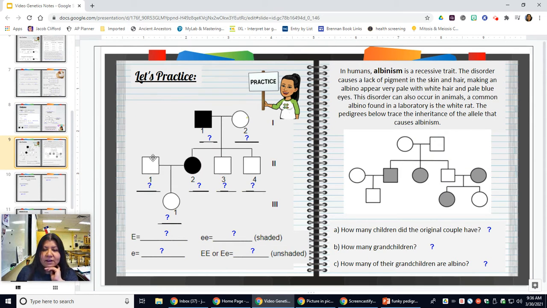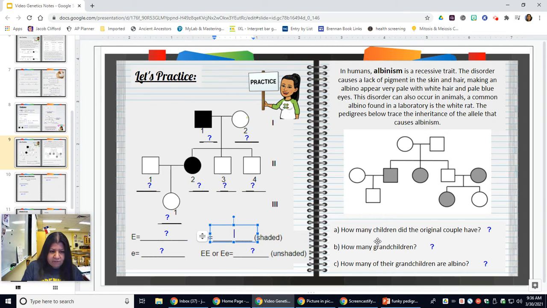So what I have right here, okay, I have a practice pedigree. So I can see right here at the bottom, my little e, those are the ones that are shaded in. Okay, so those are the ones that are affected. So I'm going to put right here, affected. Big E or big E, little e, those are unshaded. Okay, so those are all the little white ones. So these are unaffected.